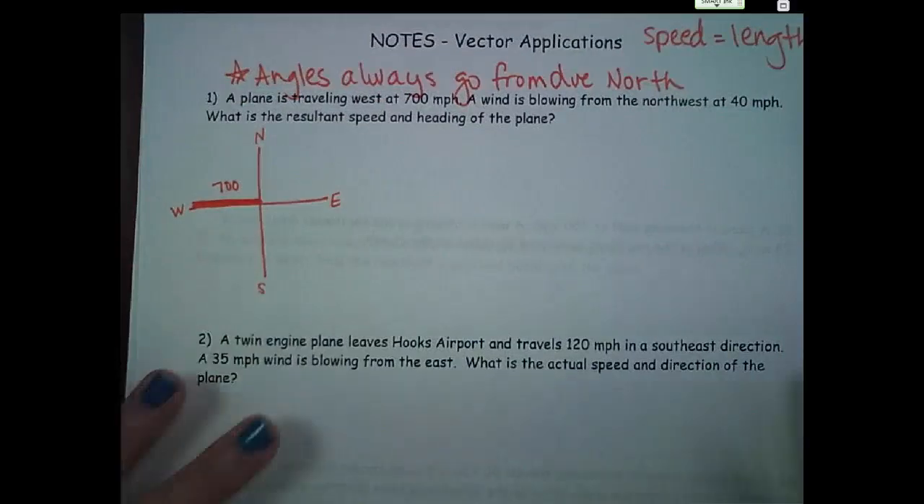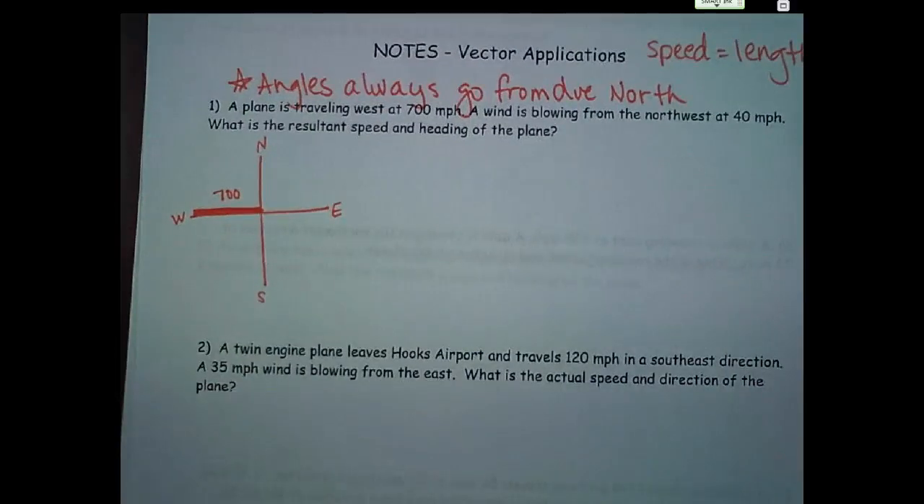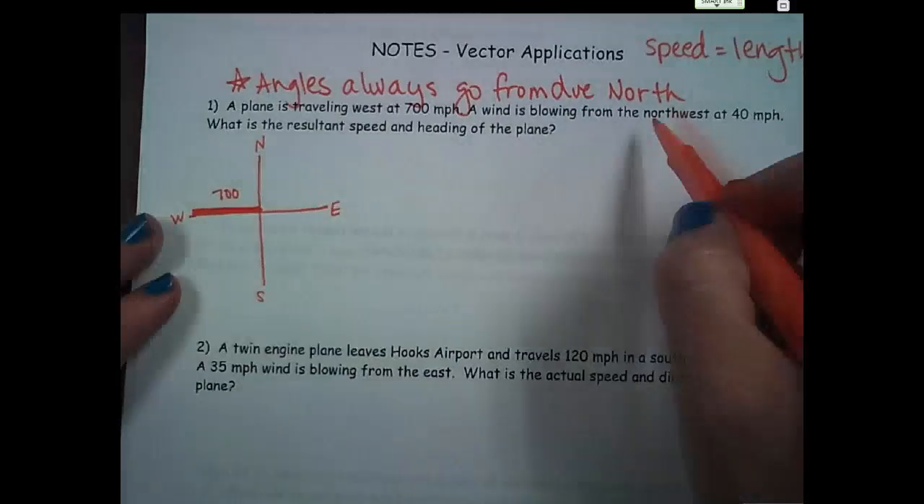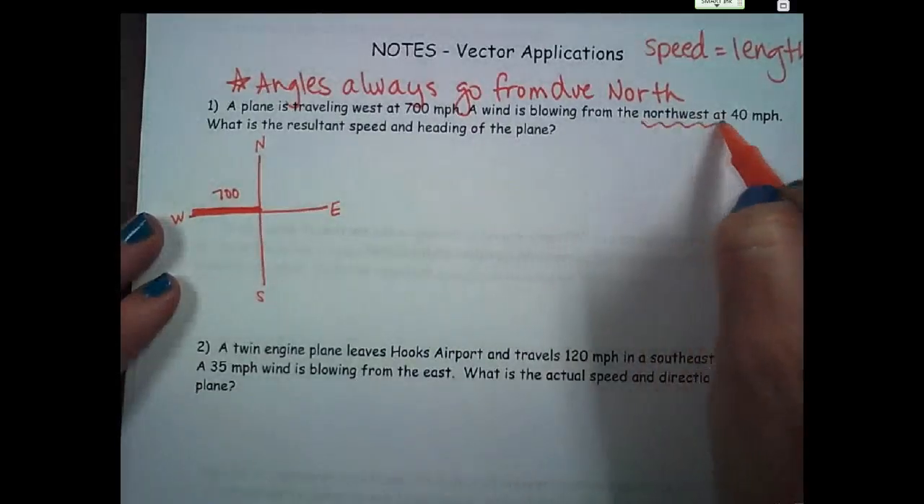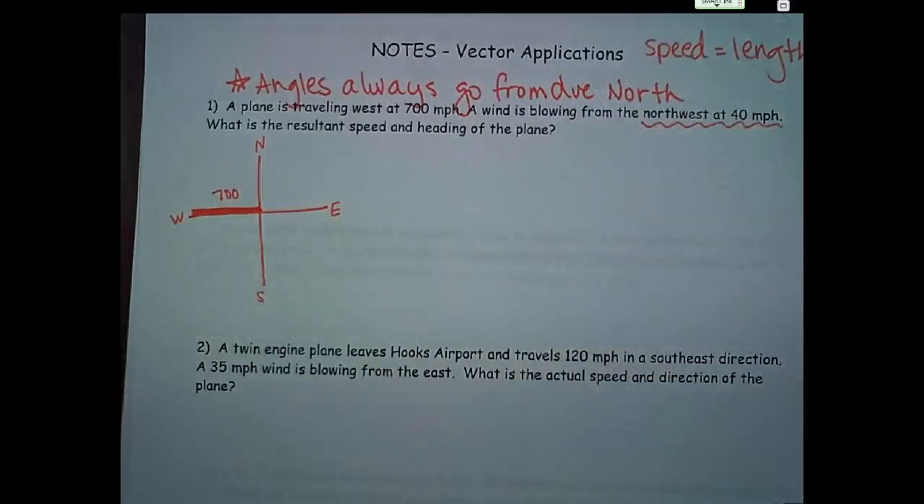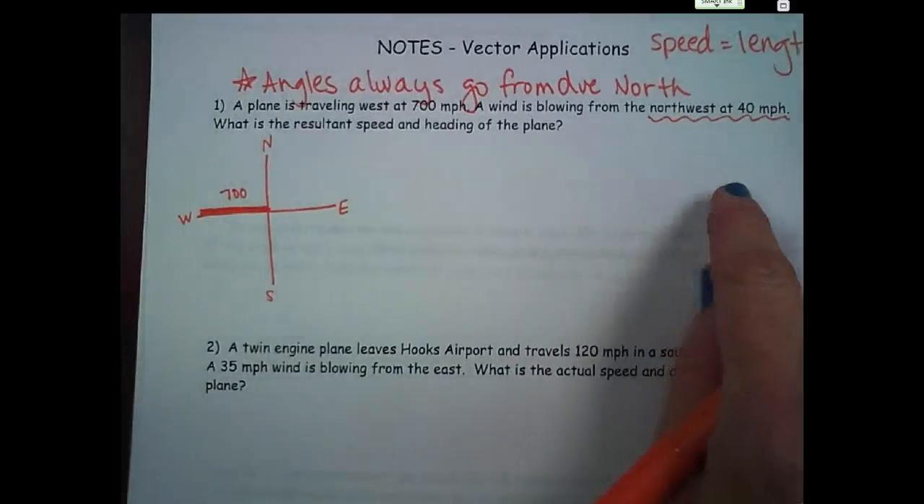So what they're going to give us is information about the wind. And the info they gave us is that it's blowing from the northwest at 40. This is the reason this problem is taking so long. It's because I'm explaining every single little baby step. And after you do a couple, I won't have to explain this all the time. So they get much faster.